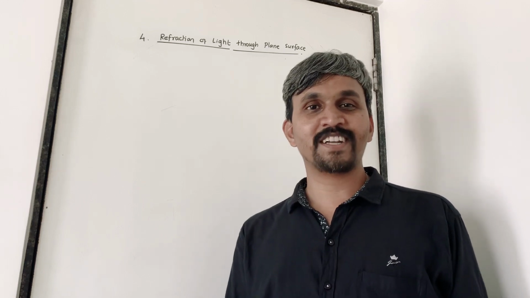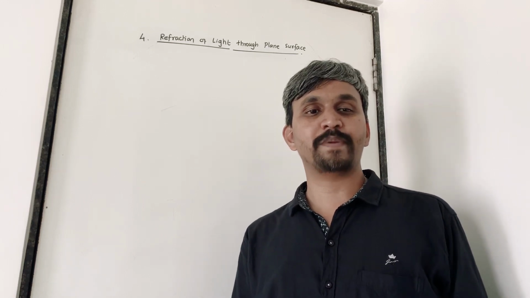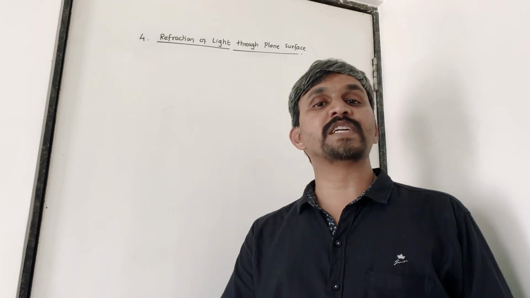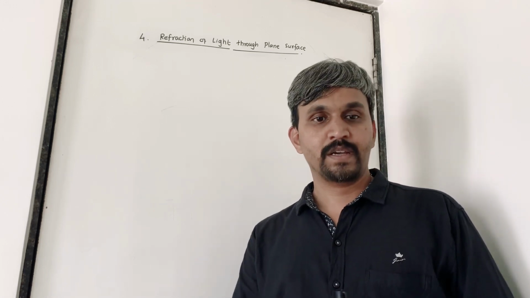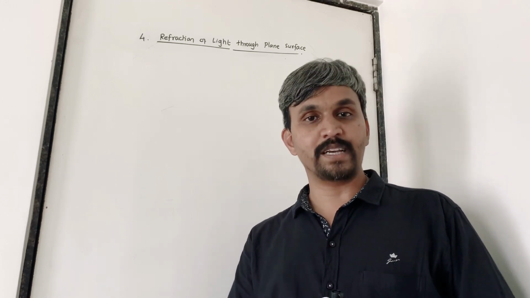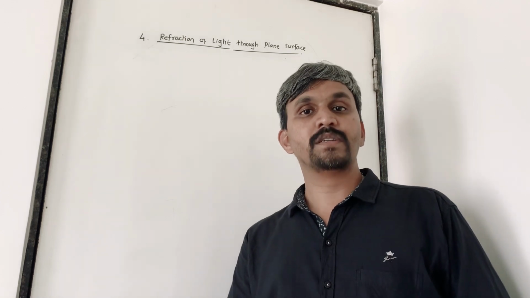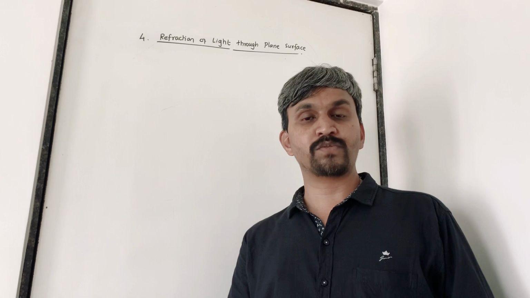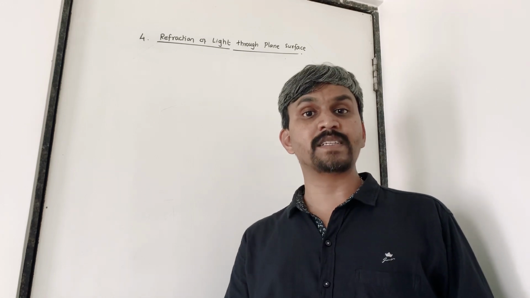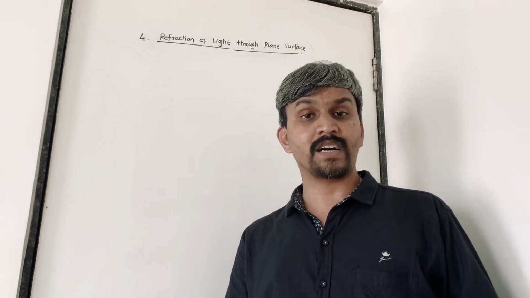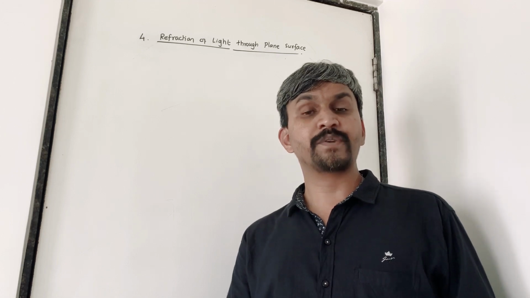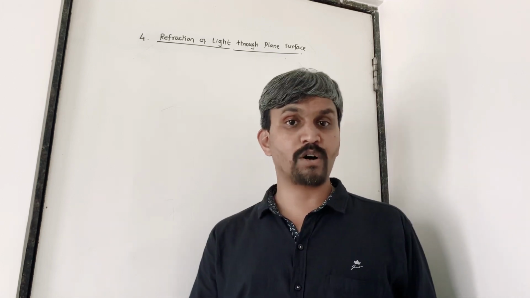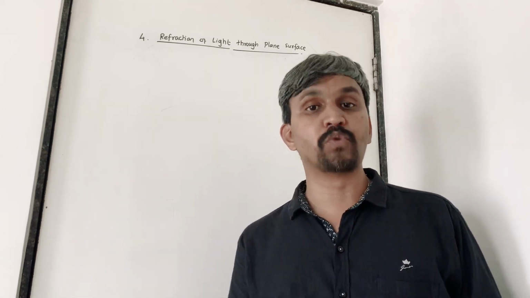Hi friends, now we'll start with fourth chapter part C, in which there is real and apparent depth. Now what exactly is real and apparent depth? Suppose you are standing near a swimming pool. You will find that the base of that swimming pool appears to be raised upward, that is, it appears to be less deep. But if you enter that swimming pool, you observe that the real depth is more.